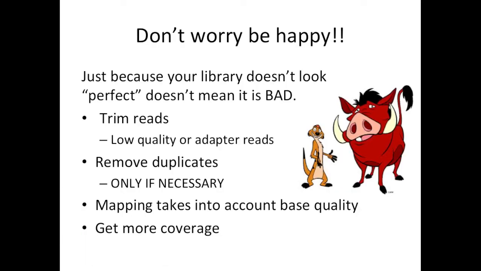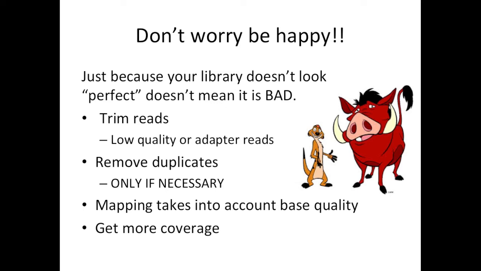I want to tell you right here: don't worry if your library doesn't look perfect. I don't even really know what perfect means, and just because it doesn't look perfect doesn't mean that it's bad. There are things you can do to alleviate some of the problems I've shown you, such as trim your reads. You can trim off low quality reads or reads into adapters or adapter-adapter dimers. You can also remove duplicates if necessary. I suggest removing duplicates from DNA sequencing, whole genome sequencing, as well as ChIP sequencing, because with ChIP sequencing you have such a low input, you're likely to have over-amplification.